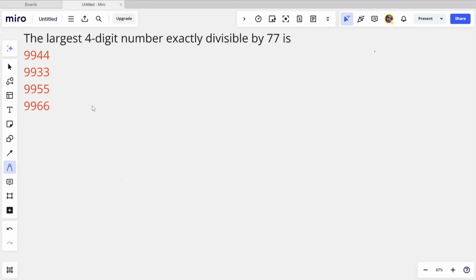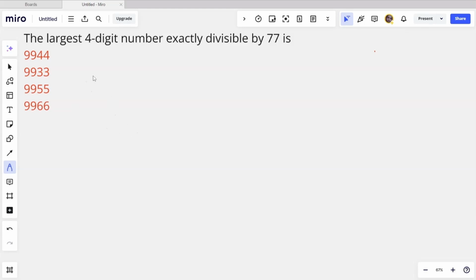So as you can see, this is our question. The largest 4-digit number exactly divisible by 77 is. So there are basically 2 approaches to solve this problem. By using conventional mathematics, as we solve this equation in our school. Now the other approach is we can solve this question by using aptitude concepts. So we will solve by using aptitude concepts.